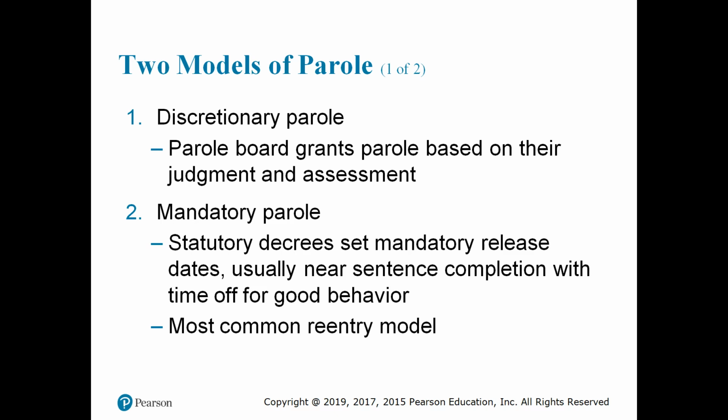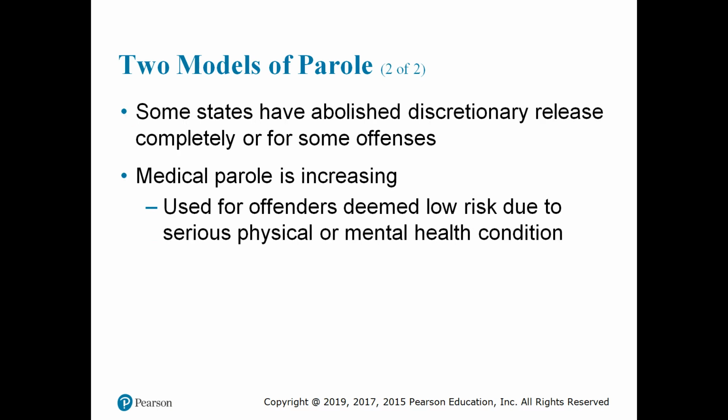The other type is mandatory parole. Basically, if you're serving a determinate sentence in California, 6 years, 3 years, 4 years, you will get out and you will automatically go on parole once you get out of prison. So the board has nothing to do with it because you're serving a determinate sentence. Those are the two models that we use in California, and most other states use those also. Some states have abolished discretionary release, so there is no discretion. And other states use the other model where you serve a determinate sentence and you get out automatically.